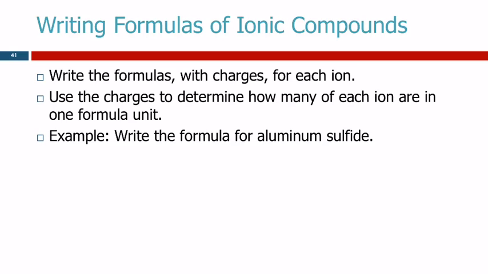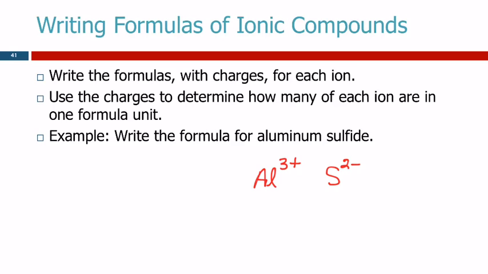So as an example, let's write the formula for aluminum sulfide. There's 2 words here, aluminum and sulfide. We have an aluminum ion and a sulfide ion. So we need to write the formulas for the ions. So aluminum is Al. We find it on the periodic table. It's in group 3A. It's got a 3+ charge. And sulfur is S. We find it on the periodic table, and we figure out it has a 2- charge.